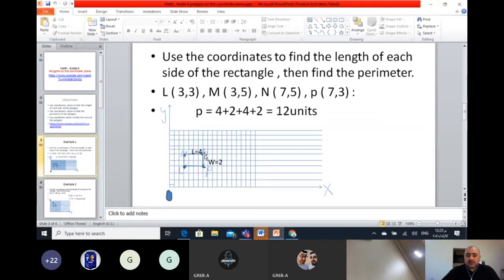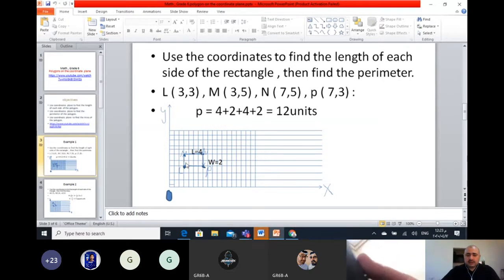From L to M, count how many units do you have here? 1, 2, 3, 4. So the length here will be 4. And here the same length, here 4 and here 4. And from N to P, we have 2 units. This is one and this is 2. So the width will be 2. So this side equals this side. So here 2 and here 2.